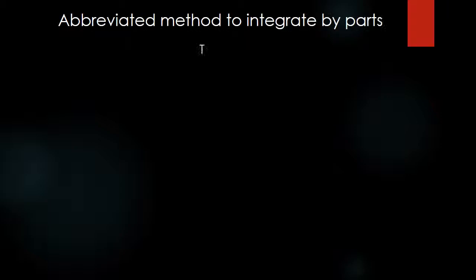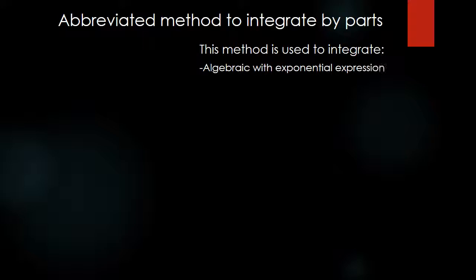Now I'm going to solve each integration by parts, but with a different method. This is the abbreviated method to integrate by parts. This method is used in situations where we find an algebraic expression with an exponential expression, and an algebraic expression with a trigonometric expression. We make two different columns.